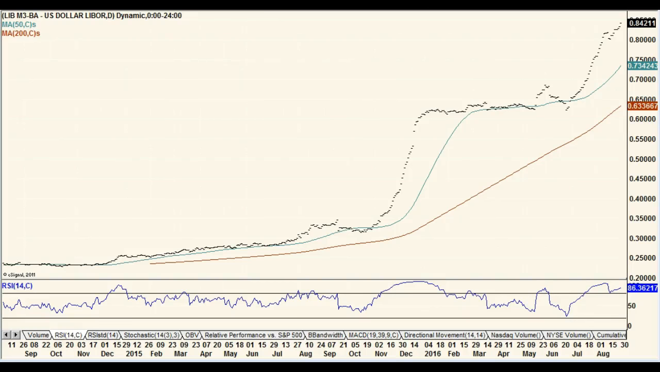Today is Wednesday, August 31st. I want to take a look at some of the shorter-term fixed income metrics.